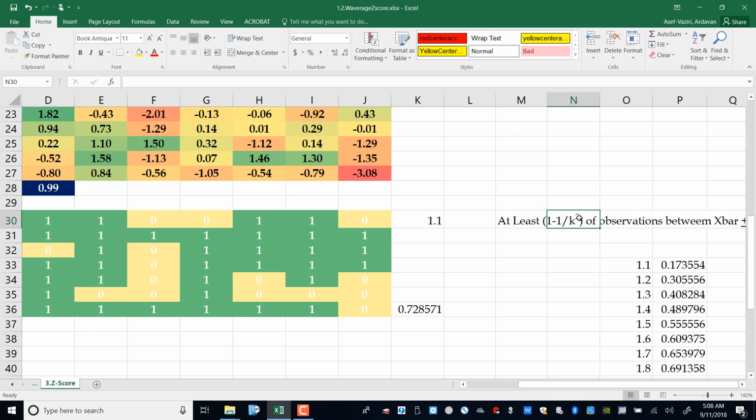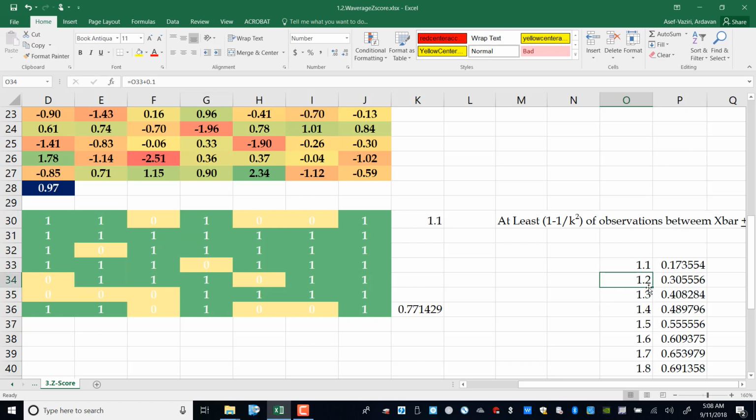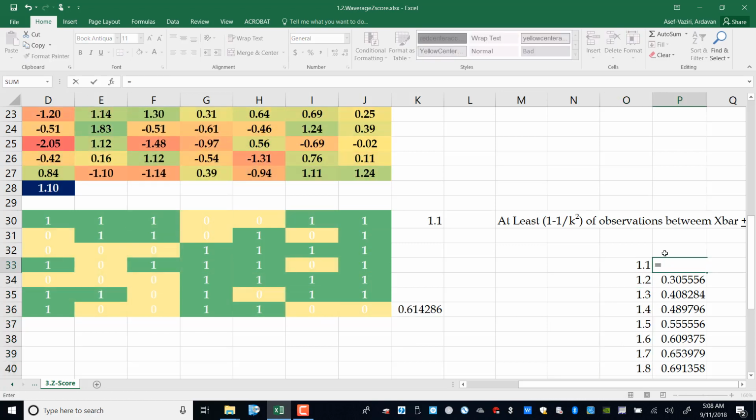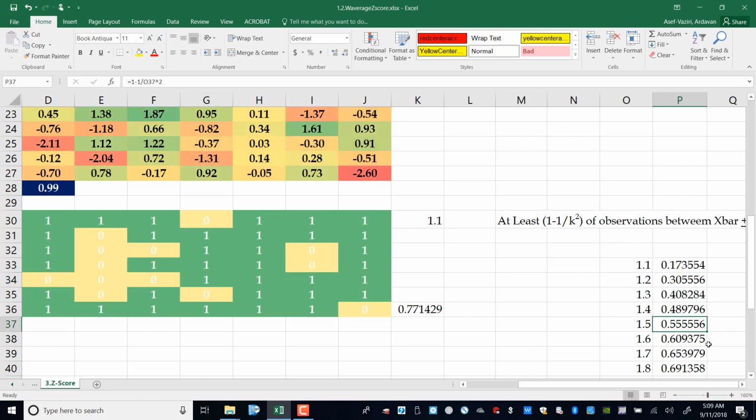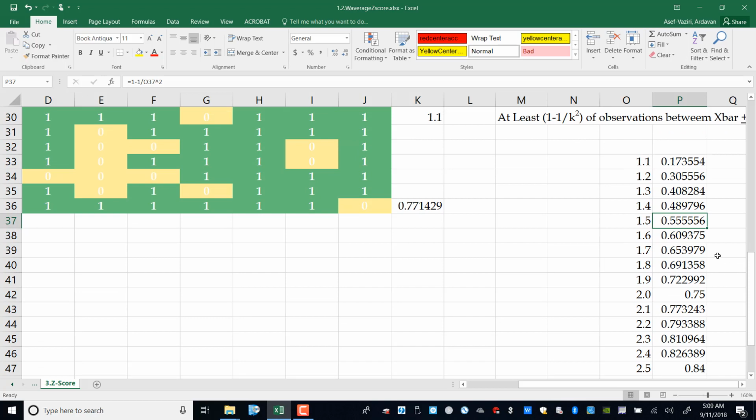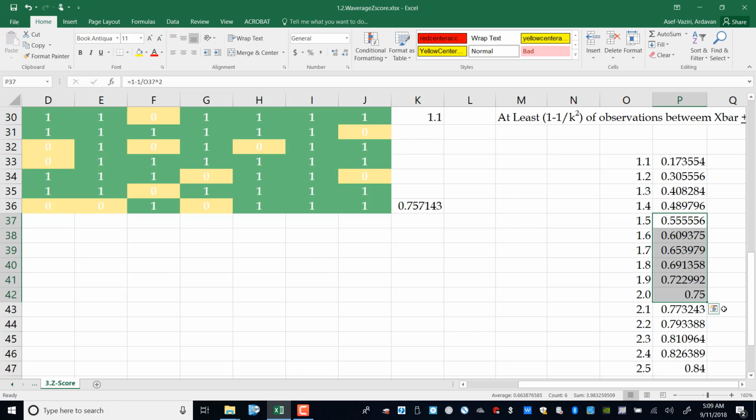But this theorem is correct if k is greater than 1. So I have 1.1, and here I have set it equal to this one plus 0.1, and then I have gone down over there. Then here I have said that probability is equal to 1 minus 1 divided by this one squared. If I go 1.5 standard deviations to the left and right, at least 55% of observations are there. And if I go 2 standard deviations to left or right, at least 75% are there.